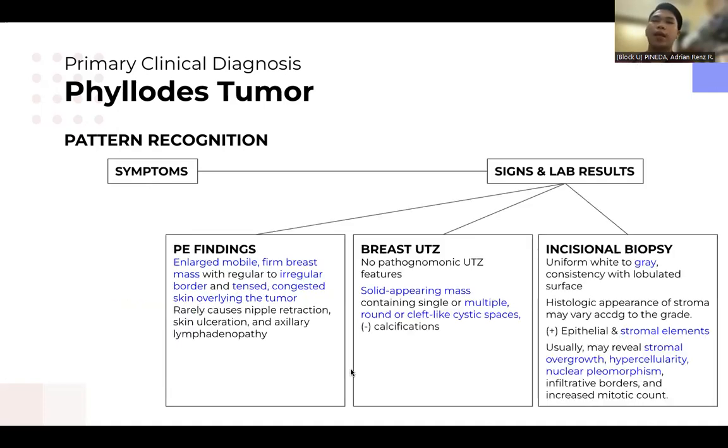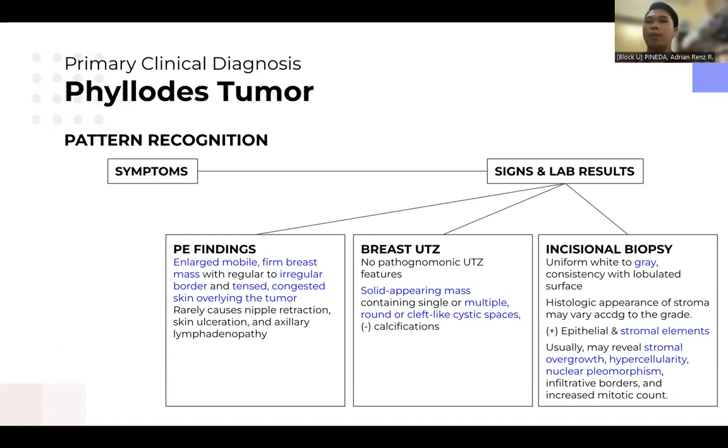On physical examination, an enlarged, movable, firm, smooth breast mass may be appreciated with regular to irregular border depending on the subtype. The skin overlying the tumor appears shiny, tense, and congested. Nipple retraction, skin ulceration, chest wall fixation, and axillary lymphadenopathy of approximately 10 to 15% of recorded patients are rare clinical presentation of phyllodes tumor.